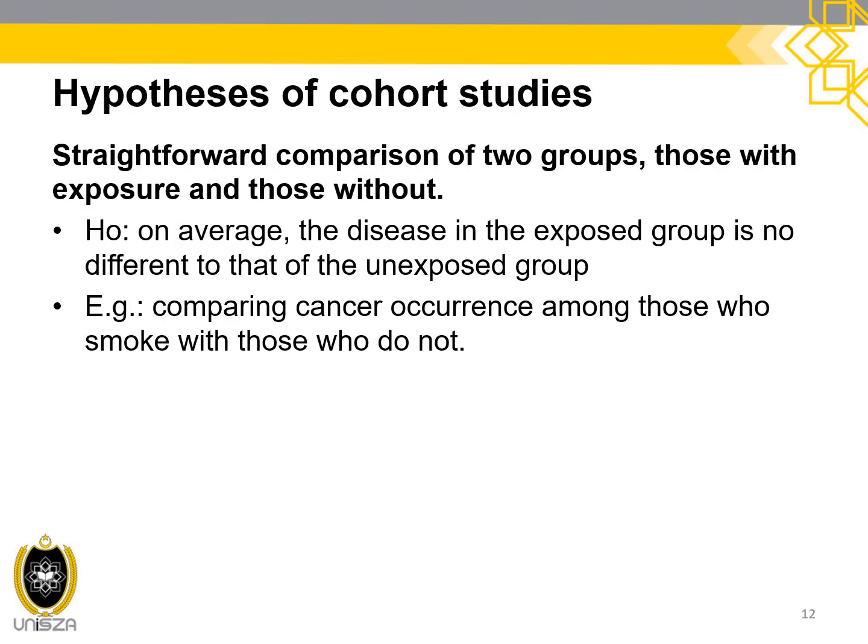Now, let's look at the hypotheses of cohort studies. In a straightforward comparison of two groups, those with exposure and those without exposure, the null hypothesis is that, on average, the disease in the exposed group is no different to that of the unexposed group. As an example, comparing cancer occurrence among those who smoke with those who do not smoke.